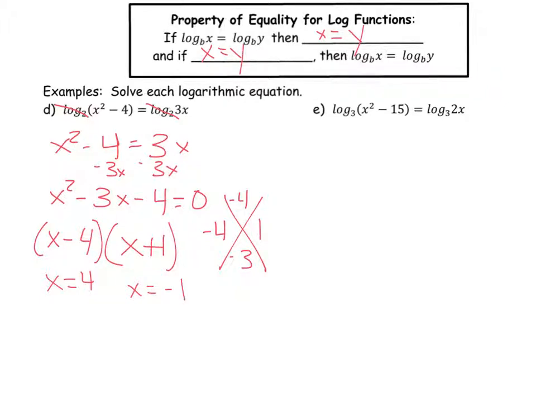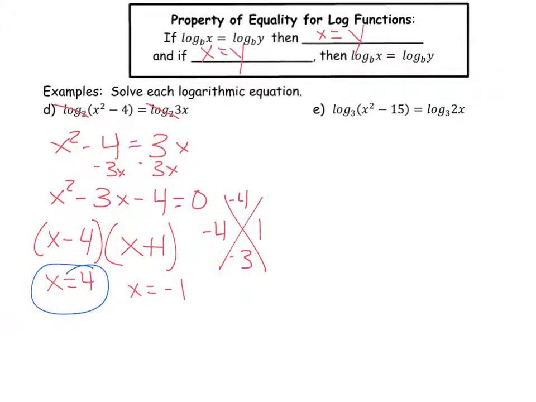And we will want to go ahead and check those and solve them, put them back into the equation. So if we went ahead and plugged our 4 in, we'd have log 2 of 4 squared minus 4. 4 squared would give us 16. 16 minus 4 is 12. So on the left-hand side, we'd have log 2 of 12. If we look at the right-hand side, we'd have log 2 of 3 times 4, which is 12. So we'd have log 2 of 12 on both sides. So we know that x equals 4 is a solution.